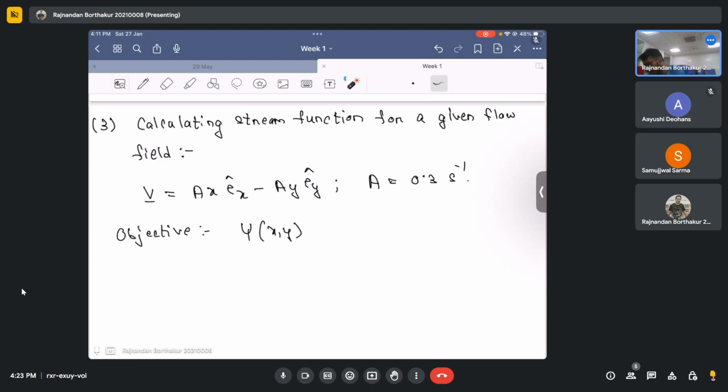So my question is, before evaluating the stream function, can you tell me whether this velocity field is in the Lagrangian description or an Eulerian description? You just need to think about what basically a Lagrangian description is, and what basically an Eulerian description is.